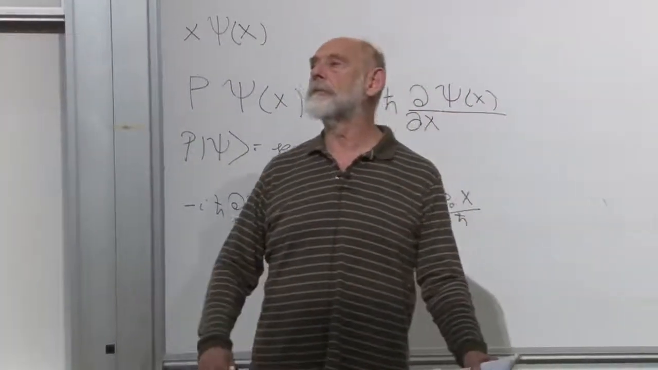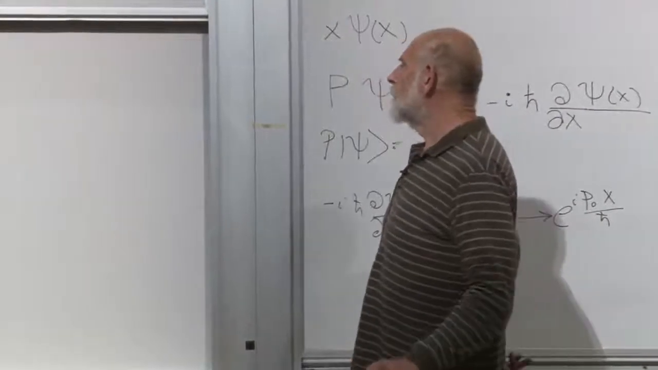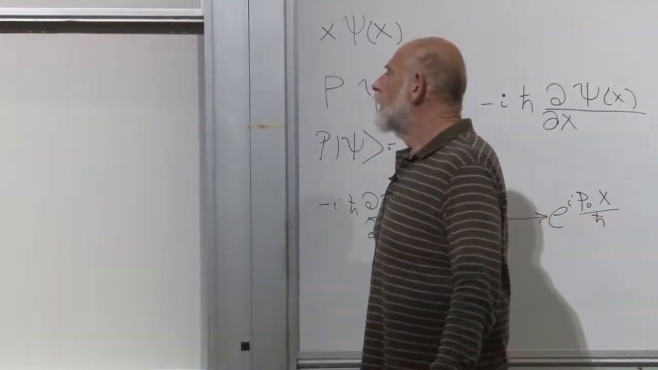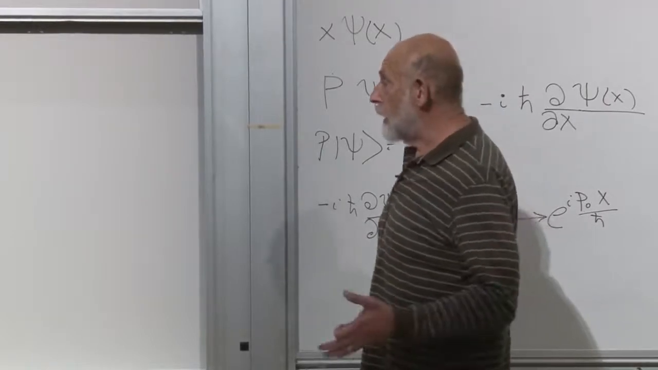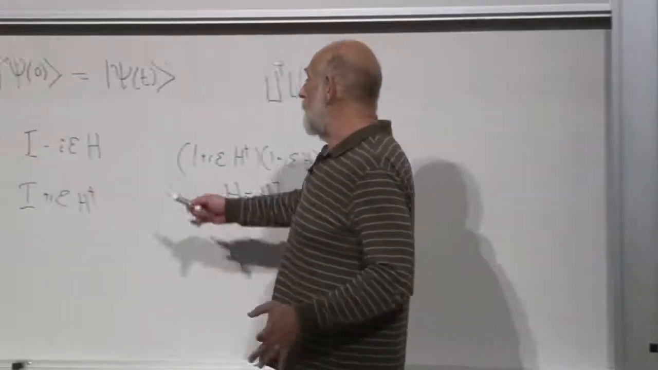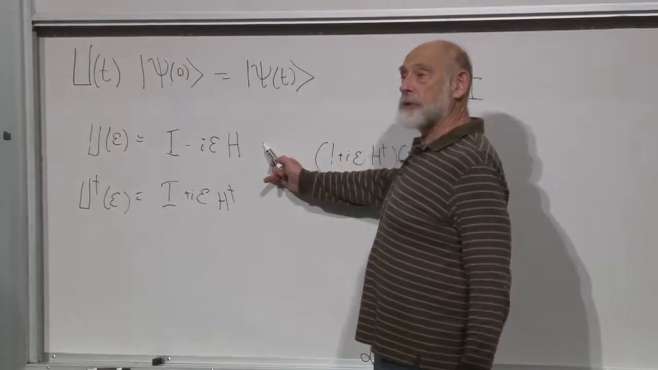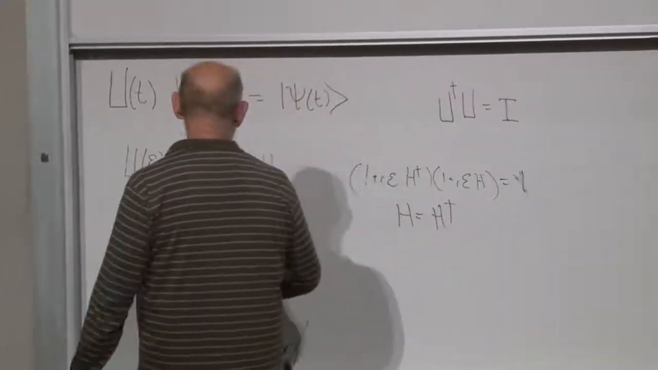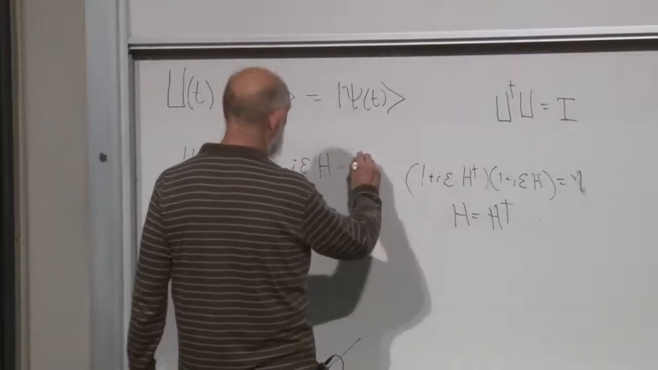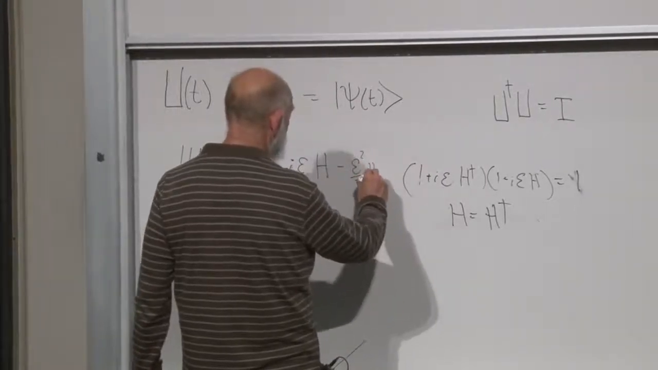Yeah. What assumption are we making that allows us to ignore the epsilon squared term? We're just working to order epsilon. We could work to order epsilon squared, but then we would have to be consistent about it and put an epsilon squared term in here. The epsilon squared term that we would want to put in here would be minus epsilon squared over 2 times H squared.